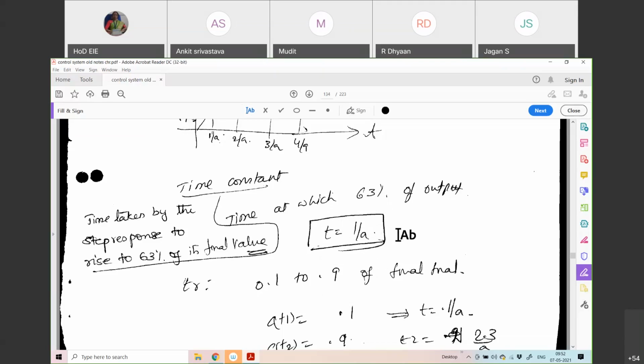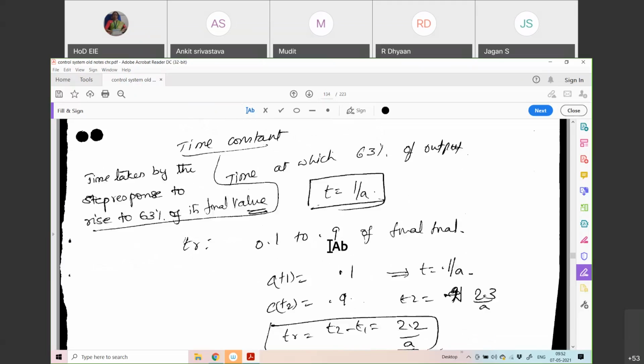So if it is 4 by S plus 4, it is 1 by 4. If it is A by S plus A, it is 1 by A. If it is 16 by S plus 16, the time constant will be 1 by 16. The only thing to be remembered is that if, looking at the template, the system is in the A by S plus A form, then it is a first order system. If it is a first order system, somebody has derived it and given the time constant, that is, the time taken by the system to reach 63% of the final value, as 1 by A. So T is equal to 1 by A, that you have to remember.